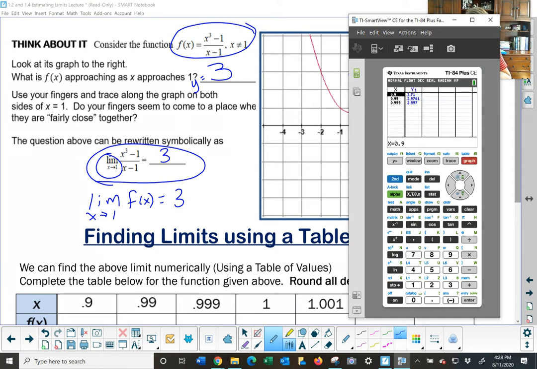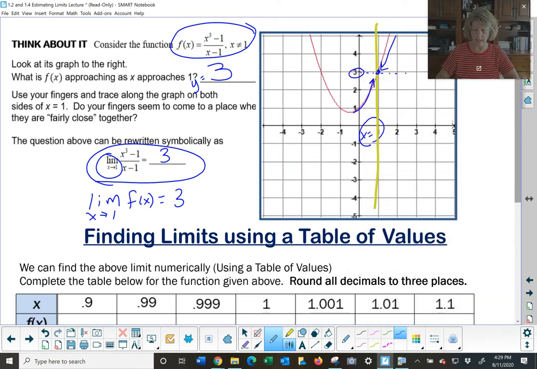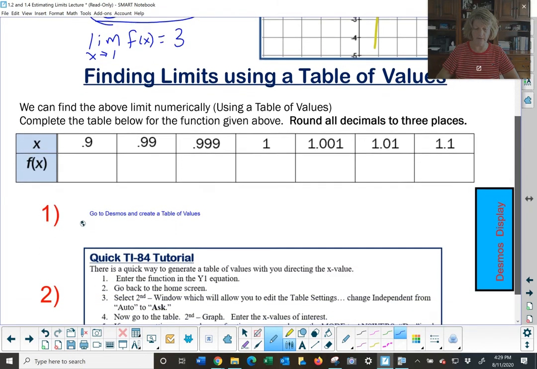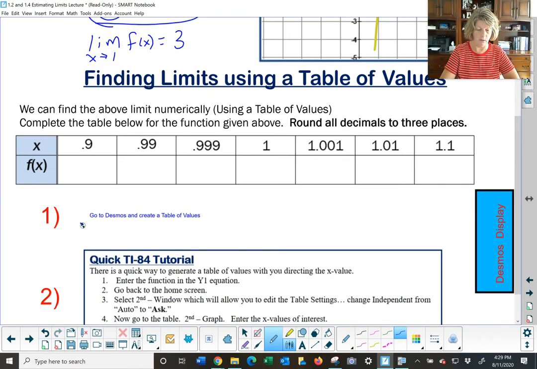Now I'm going to switch back to my table. And there I get all decimal answers, okay? So that's how you can control that. Go ahead and finish off the table if you liked using your calculator. The other option we have is we could go to Desmos and do it that way. I've got a quick key to get me over to Desmos.